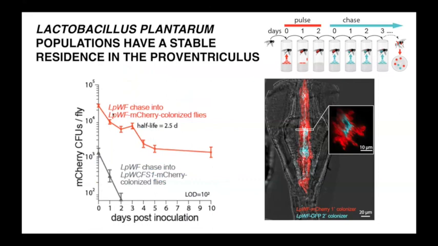We can measure the half-life of the cells in the gut with this pulse chase experimental design. They have a half-life of about 2.5 days, which is very long in comparison to the 2-hour division time. So it looks like the dividing cells, most of them get pushed out into the lumen where they're shed, whereas these resident cells are sticking around for quite a long time. And this doesn't happen with the laboratory strains and the human strains of bacteria. They actually get pushed out really quickly when we challenge them with a strong colonizer.